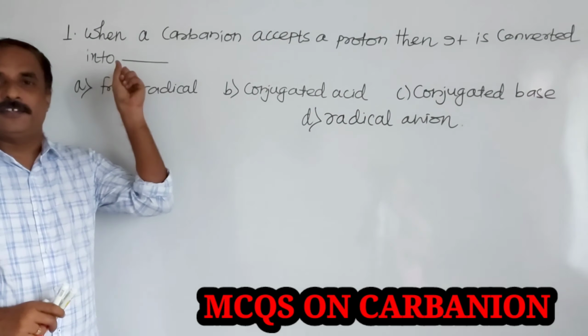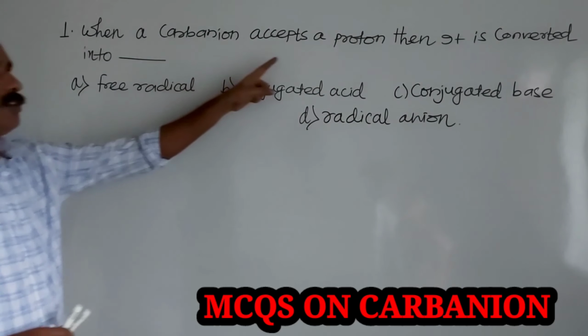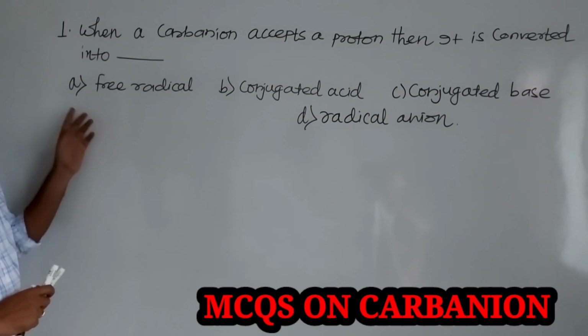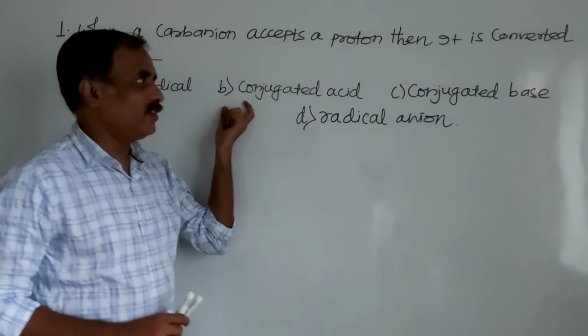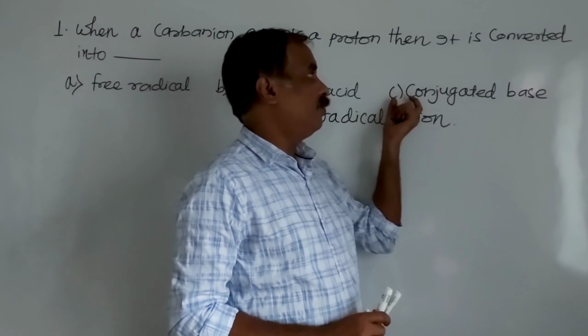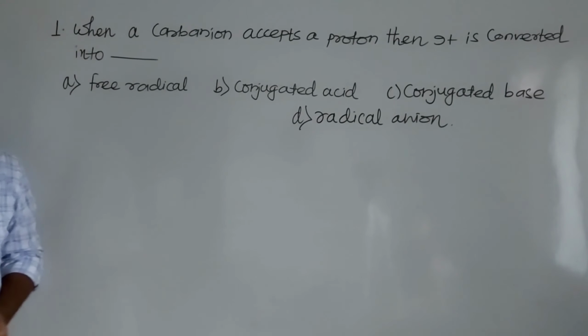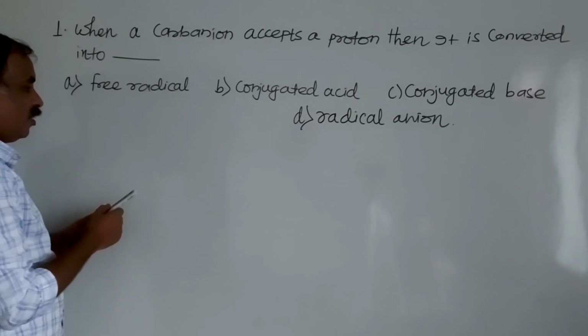Here is the next question. When a carbanion accepts a proton, it is converted into: option A, free radical; option B, conjugated acid; option C, conjugated base; and D, radical anion. The question is about protonation of carbanion.